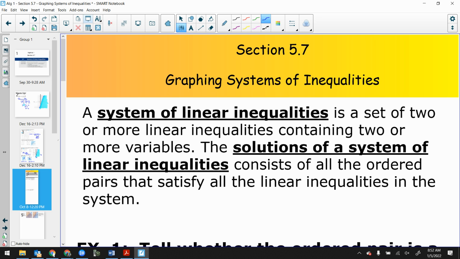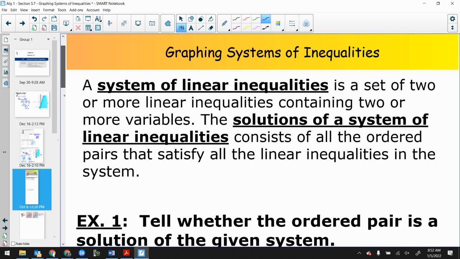So what does that imply? Well, yesterday we learned that an inequality has shaded regions, and a dotted or solid line. So we're just going to have multiple of those things going on the same graph. The solutions to a system of linear inequalities consist of all the ordered pairs that satisfy both of the inequalities.